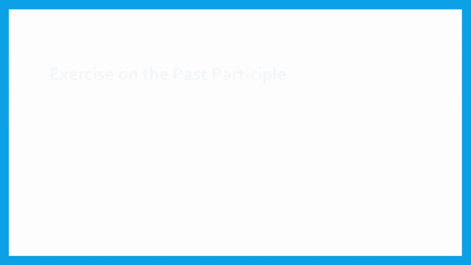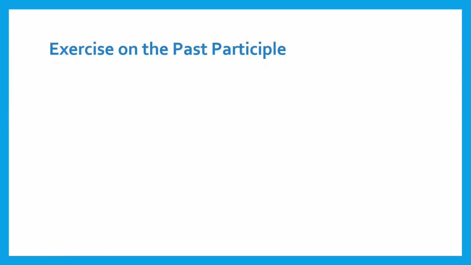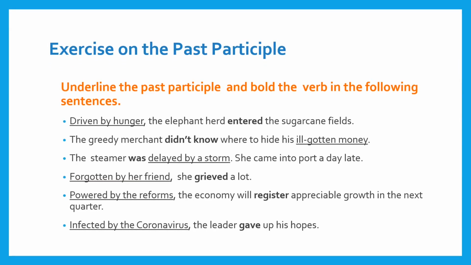Let us underline the past participle and bold the main verb in the following sentences. The first one is here. Driven by hunger is the past participle. The elephant herd entered is the verb. The sugarcane fields. So here is the past participle verb which is being used as a non-finite verb. And here are the other examples you can go through and understand clearly.